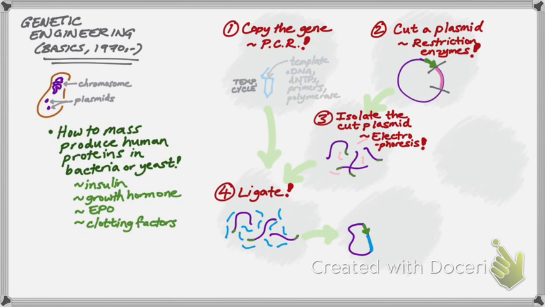At this point, we have to actually get this plasmid into the bacteria or whatever organism we're trying to get it into. So the process of putting DNA from one source into another is called transformation or transfection. Transformation is the term we use with bacteria. Transfection is more commonly used when we're talking about eukaryotic cells.